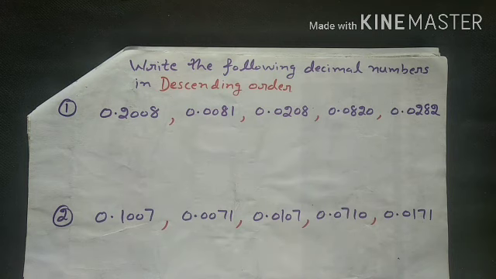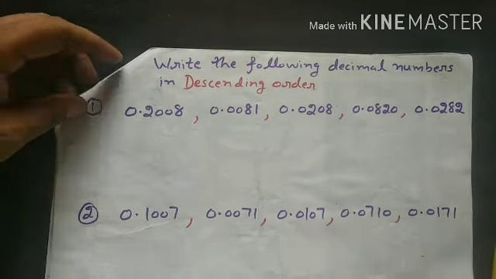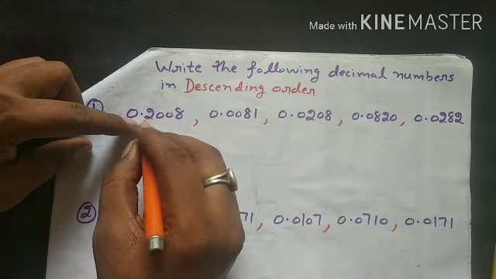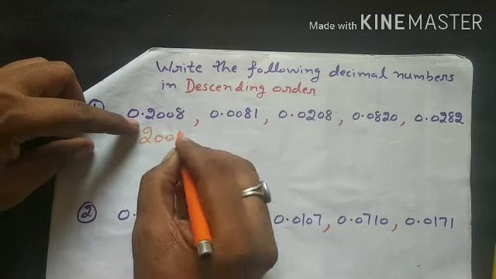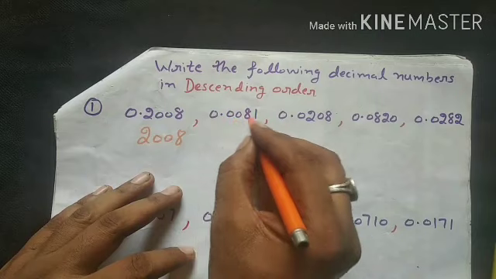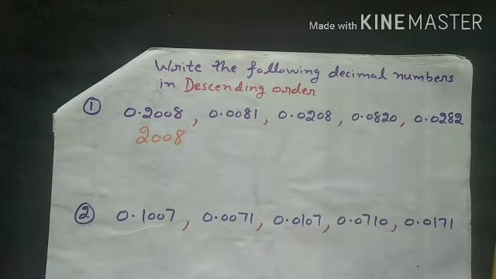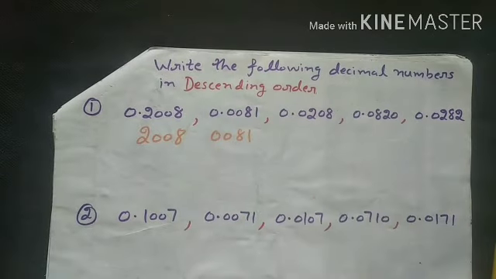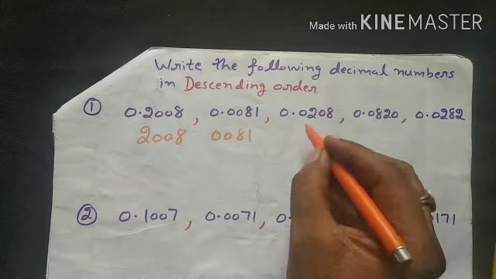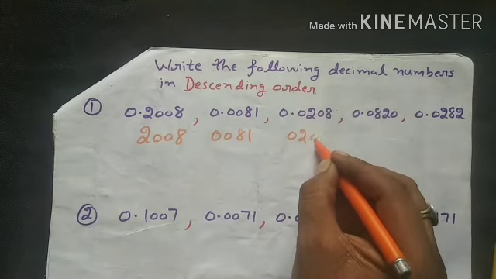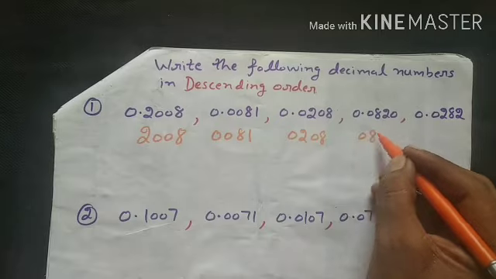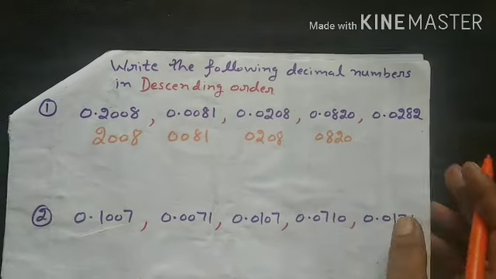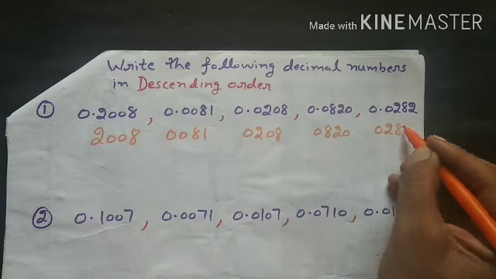So if these are like decimal numbers, student, then you can write them without the decimal. Okay, so you see what I can do. I can skip the decimal. So this can be written as 2008. This can be written as 0081. What is the meaning of 0081? That is clearly 81. No problem. Here this is 0208. This is 0820. And this is 0282.